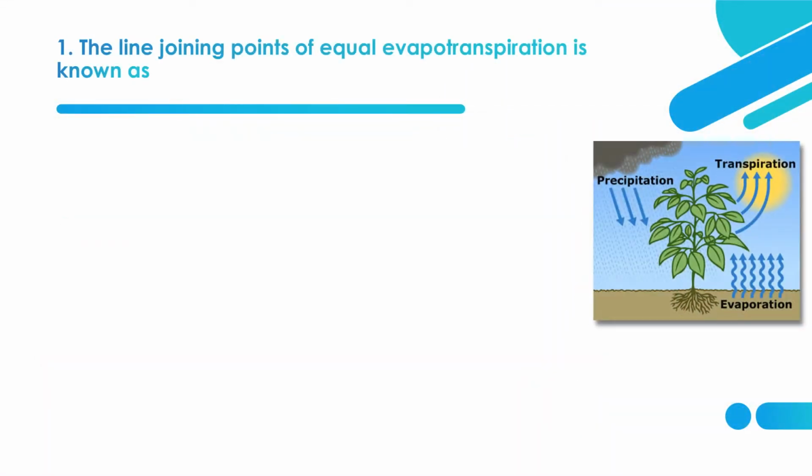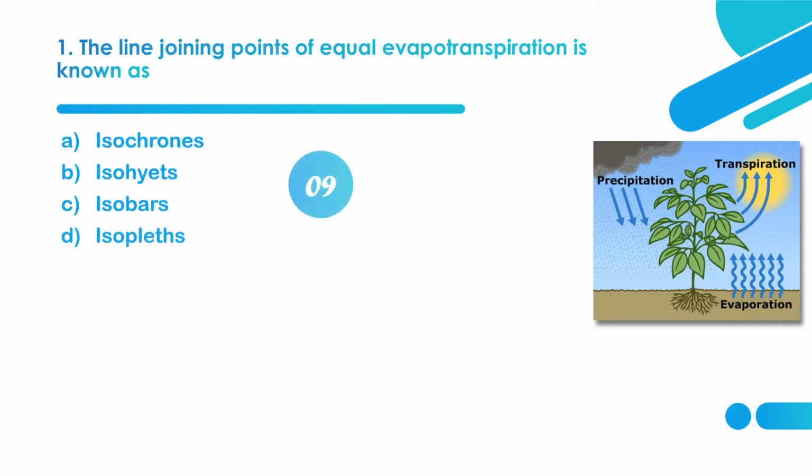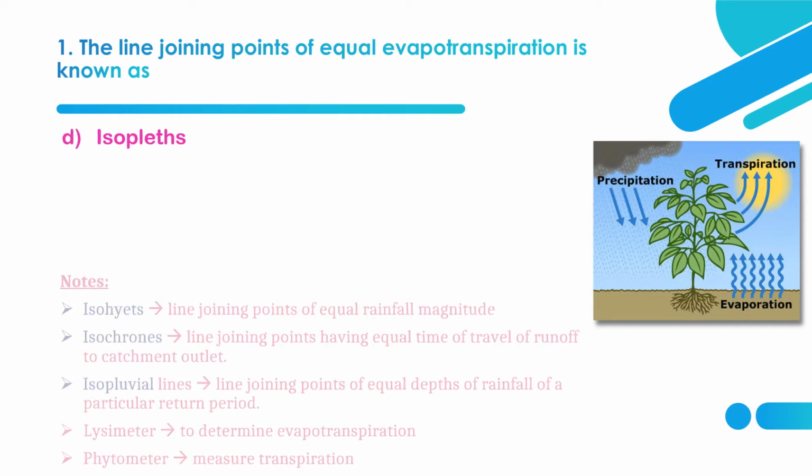The line joining points of equal evapotranspiration is known as isochrones, isohyets, isobars, or isopleths. So what is the term we call the line joining points of equal evapotranspiration? Isochrones, isohyets, isobars, or isopleths. The correct answer is option D, isopleths.